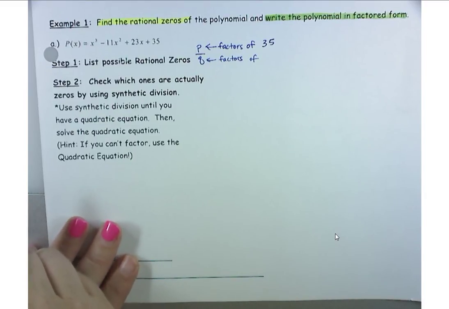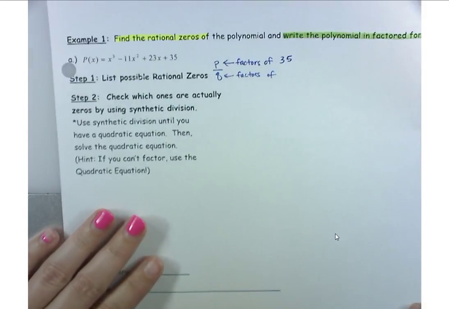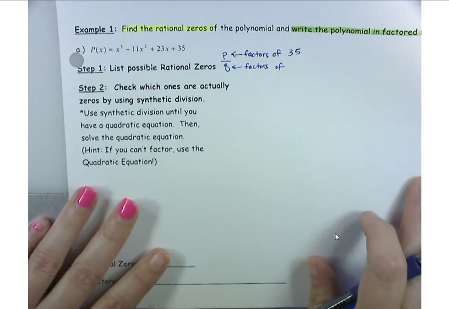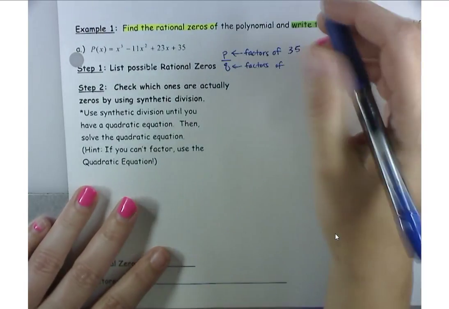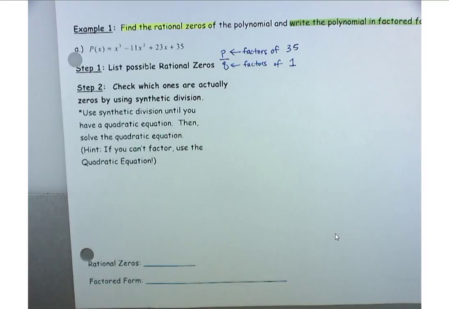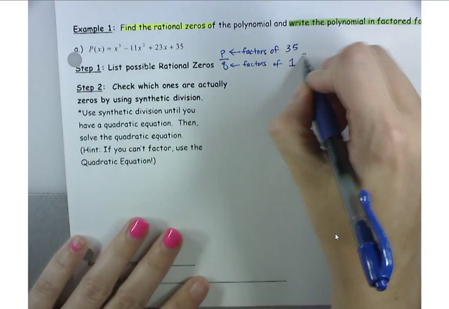So factors of Q are always factors of the what? Did you write this down from up here? Right? They're always factors of the leading coefficient. So what's my leading coefficient? Yep, your leading coefficient is 1. So that will be factors of 1. So then we're going to go ahead and write those out.